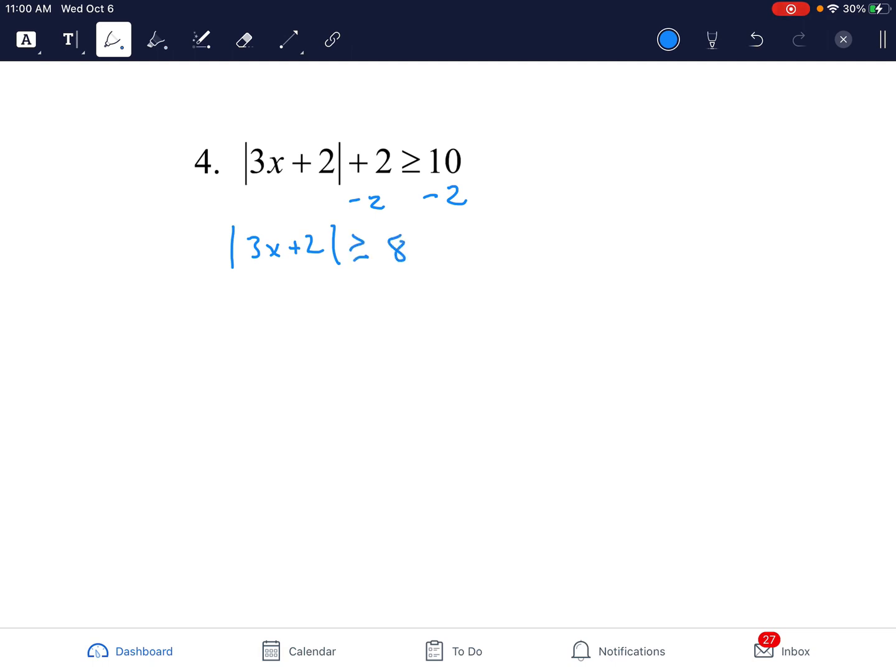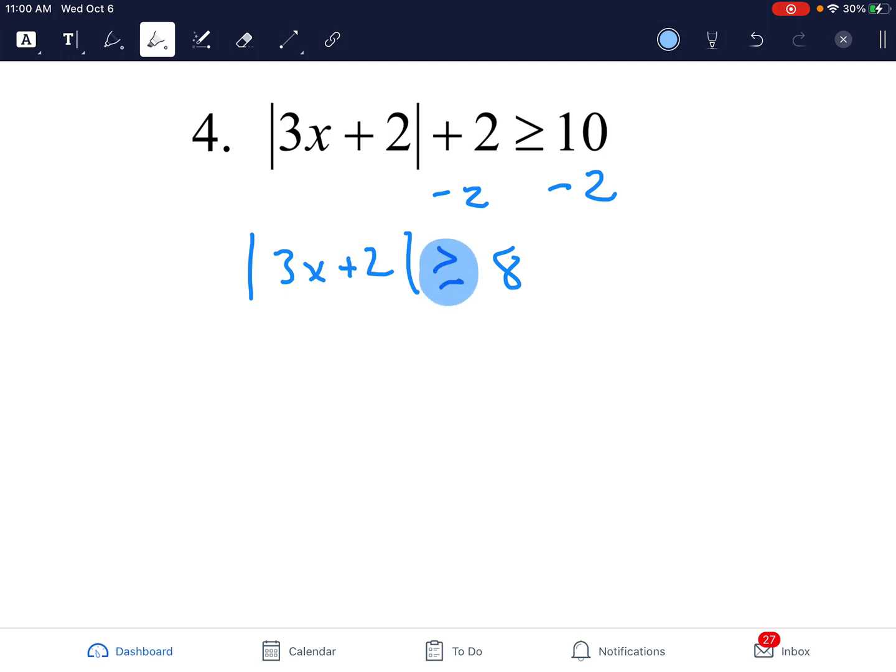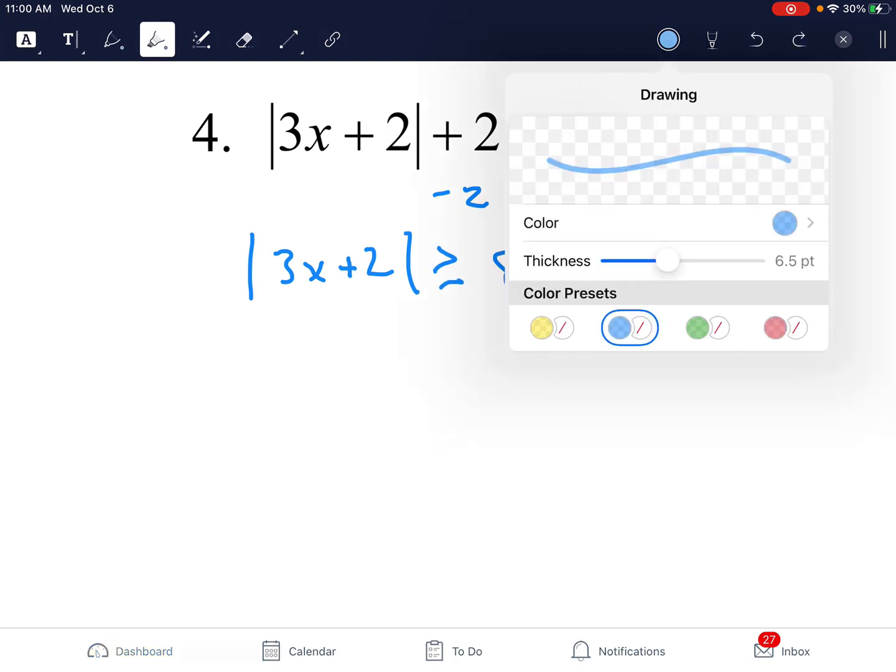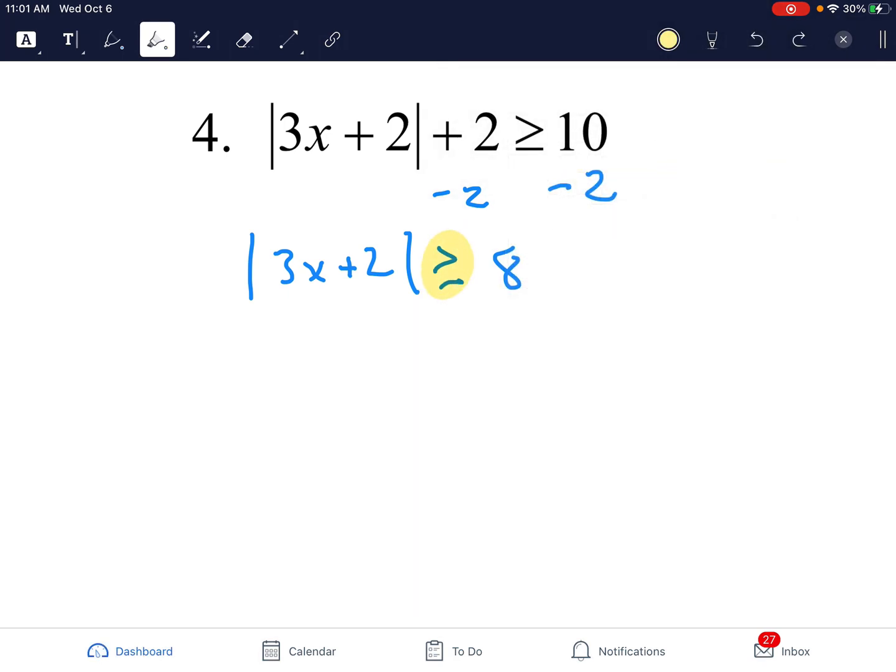Now a couple things on this problem. I'm looking at my inequality sign. Let's go back and I'm going to make it yellow. Okay, it is a greater than, so this is an OR question.